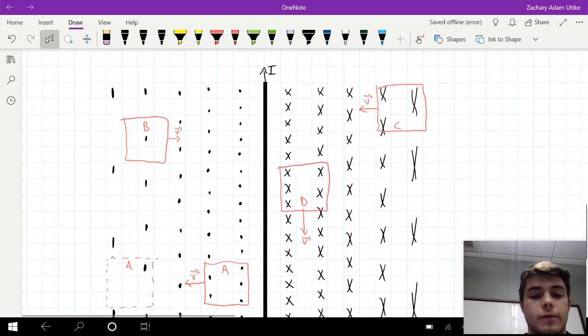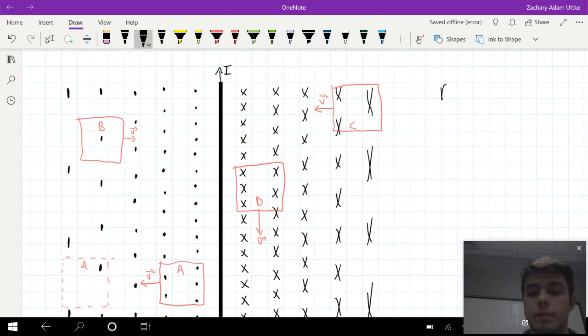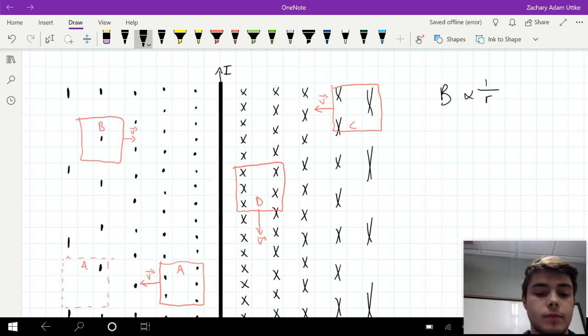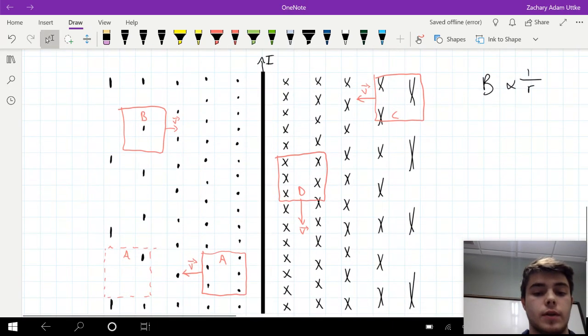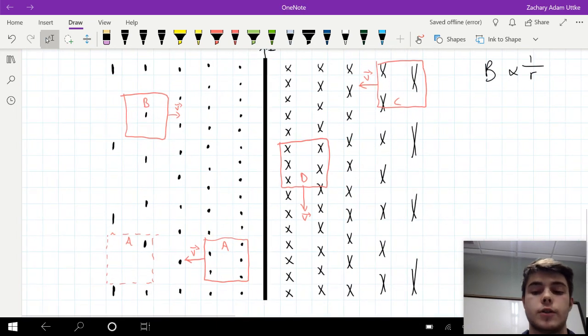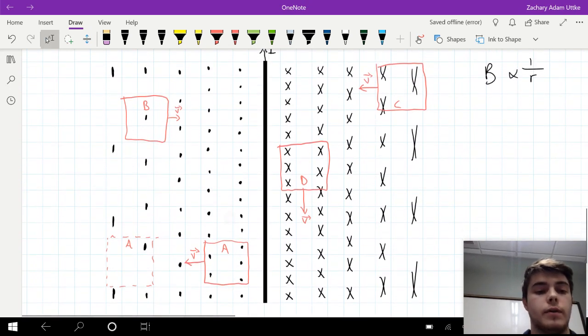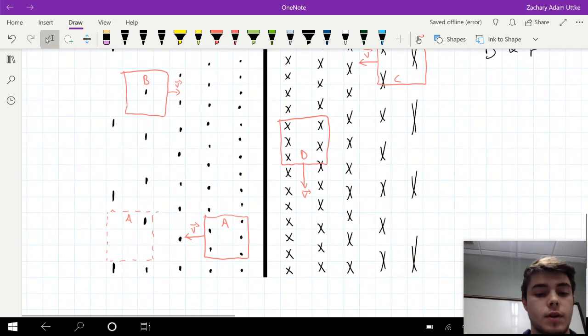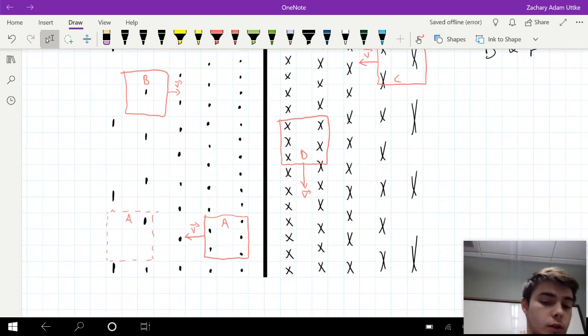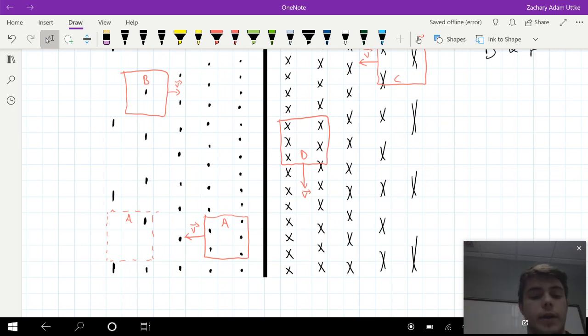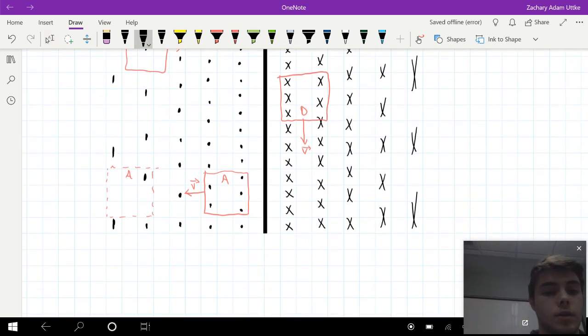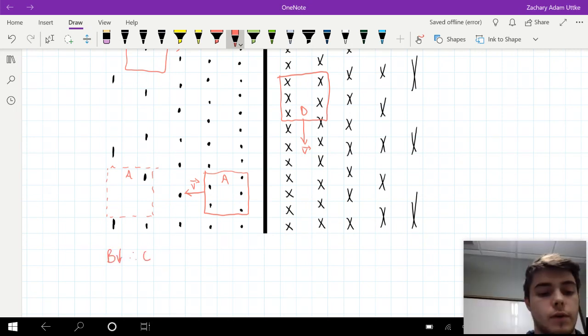So as we know from our formula, B is inversely proportional to R, the distance. So as we get further away from this current carrying wire, the magnetic field strength decreases, and that's kind of shown by how as we're further and further away from the wire, there's less and less dots. So when we move this loop A away from the wire, we're going to an area where B is less. So if B is decreasing, therefore the magnetic flux is decreasing.